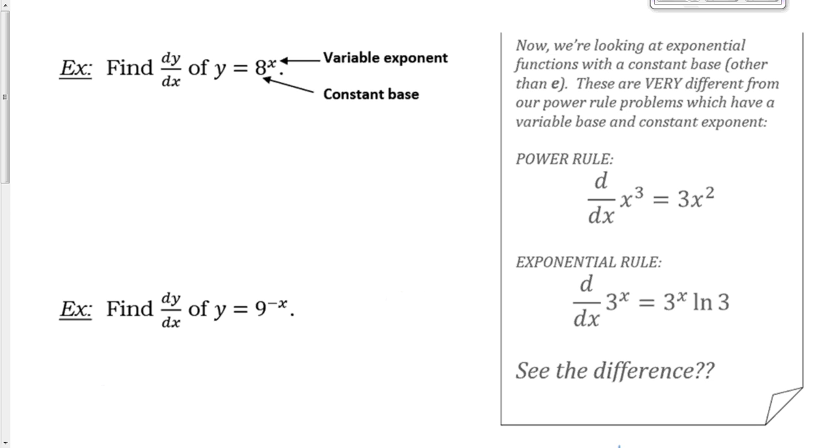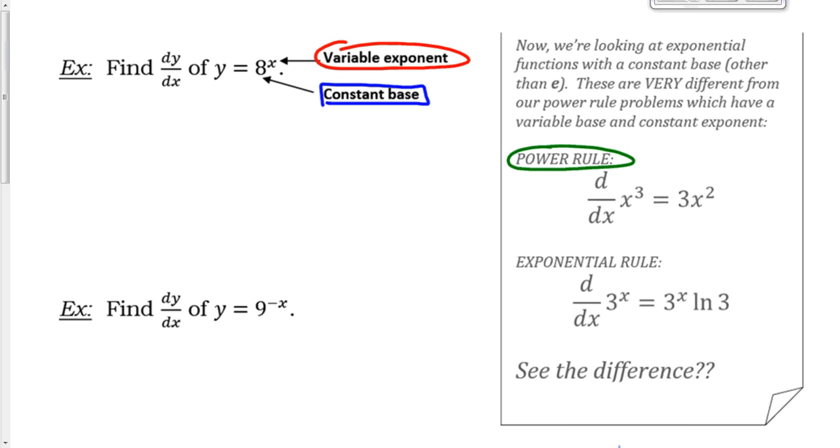And here is what we're finding the derivative of, y equals 8 raised to the x. Now, our base is constant. Okay, our base is what's constant right here, and that is our 8, whereas our exponent is what is the variable. Our exponent is the variable. So let's take a little side trip over here to the right. These things are very, very different than the power rule.